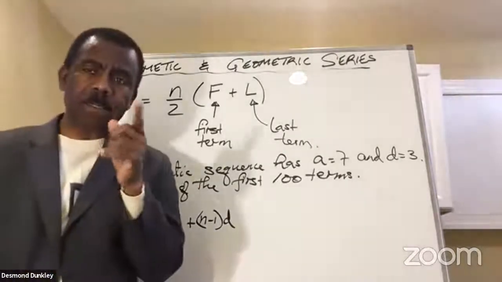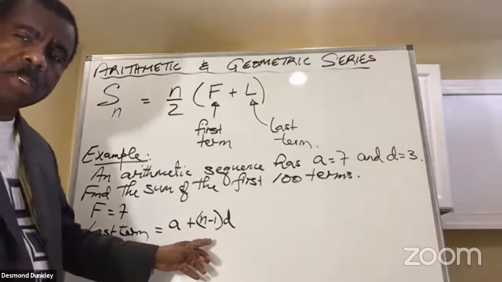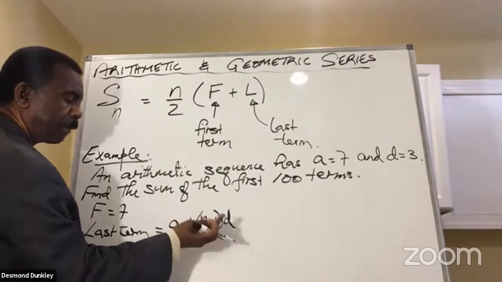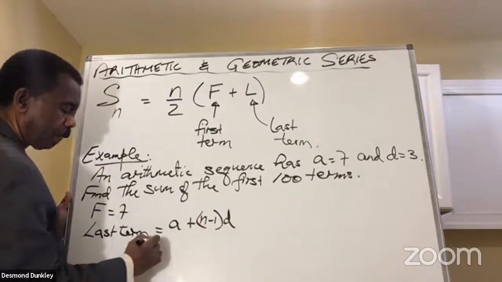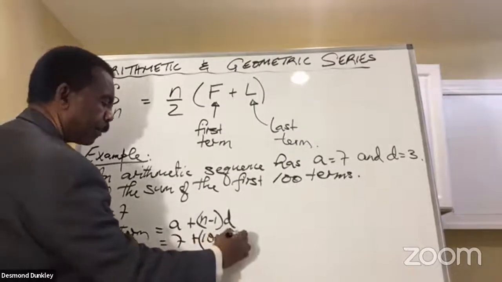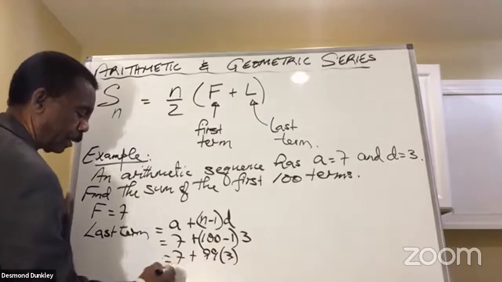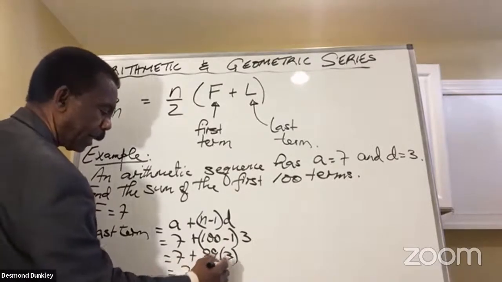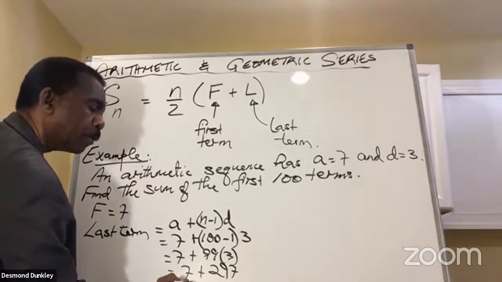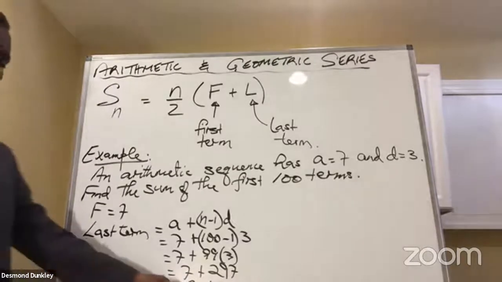Remember, that's what we did from the last session we had on sequences. We learned that to get a term in an arithmetic sequence, we take the first term plus n minus 1. So if it's the 100th term, it's going to be 99 times the common difference. So it's going to be 7 plus 100 minus 1 times 3, equal to 7 plus 99 times 3, equal to 7 plus 300 take away 3 is 297. And 297 plus 7 gives me 304. So my last term is 304.